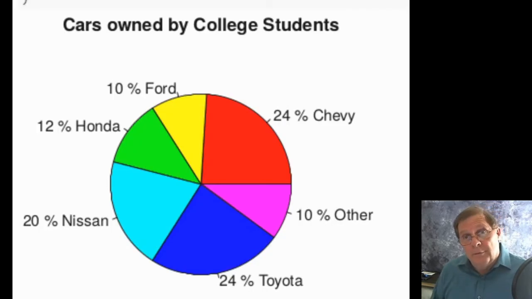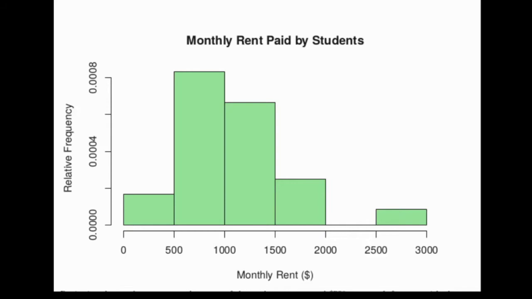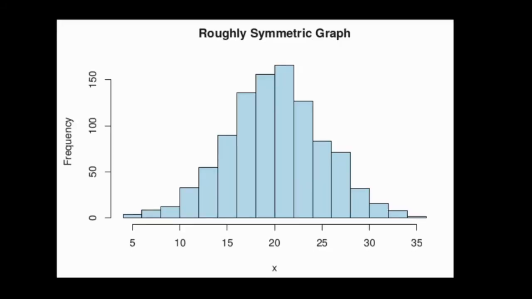Here's the car survey data represented as a pie chart. We'll learn which kind of graphs to use for discrete data and which kind of graphs to use for continuous data. A histogram is a nice graph to use for some continuous data. We'll talk about the shape of data.